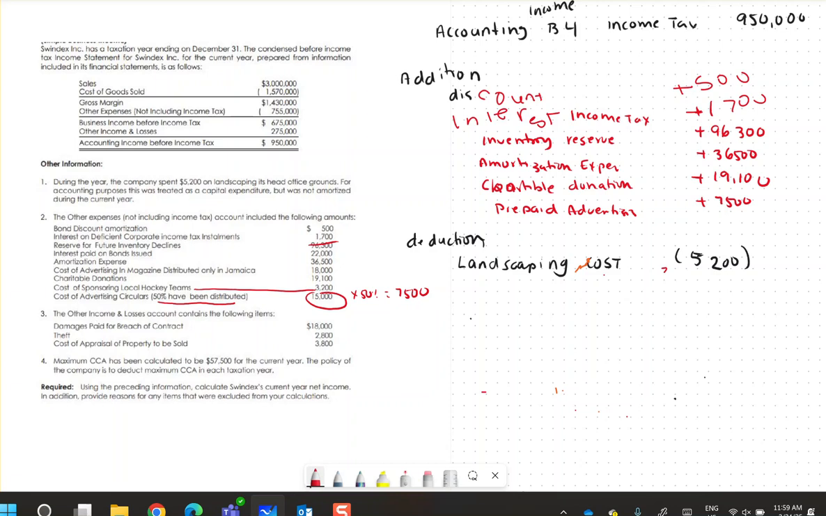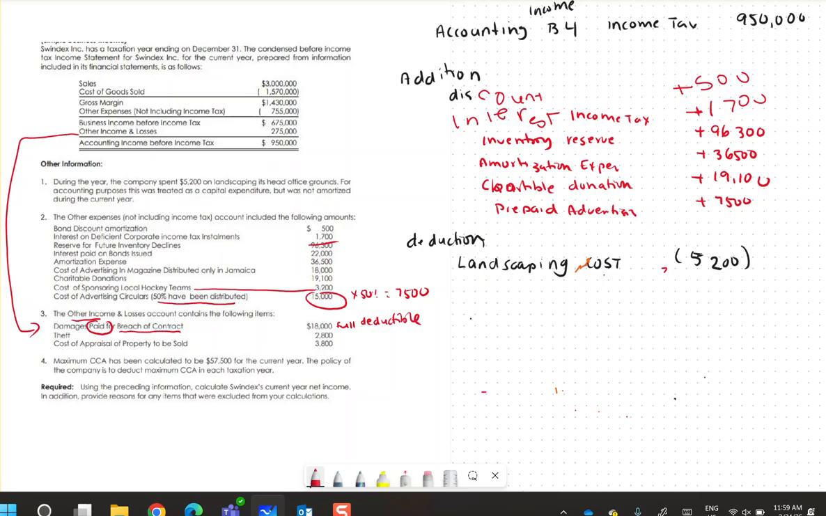Now going further, we have other income and losses that relate to this. So what do we do with it? We needed to know what we're going to do with it. Either we add or we subtract. In this case, we have income or losses. It says damages paid for breach of contract. Damages paid for breach of contract is fully deductible. If it's fully deductible, we do nothing.